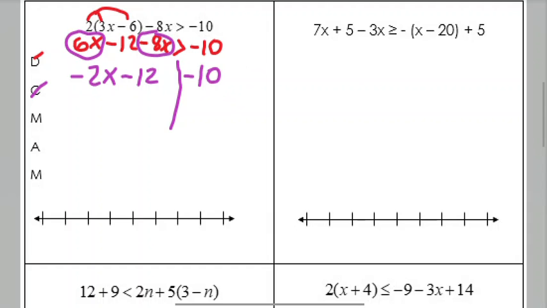Next, move variables to one side. Well, my variable's already on one side. There's no variable on my right, so I'm done with that step. I can cross that one off. After that, A, add or subtract.